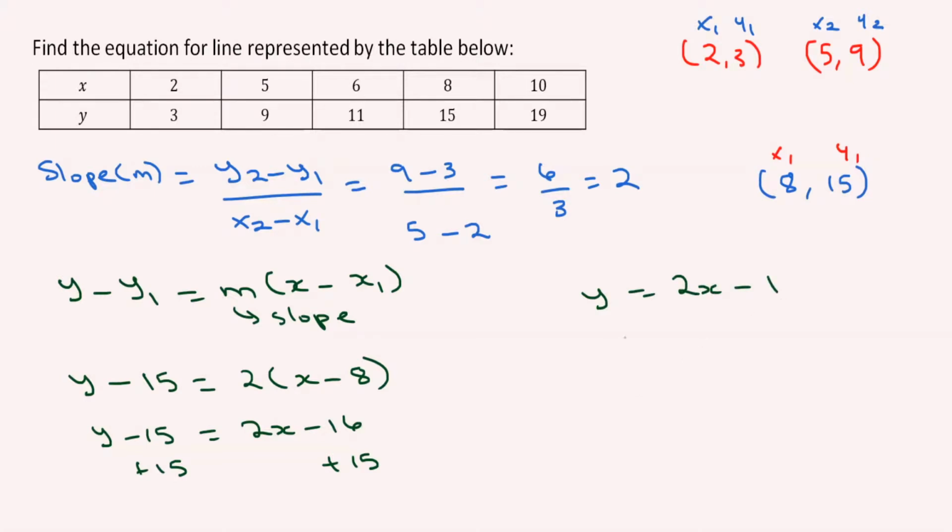Very interesting. So let's go ahead and test 1 point. I think that should be adequate. We're going to test 1 point here, and let's try 10, 19. So y equals 2 multiplied by 10 minus 1, which is 20 minus 1, which is 19. So you can see that that point definitely works.